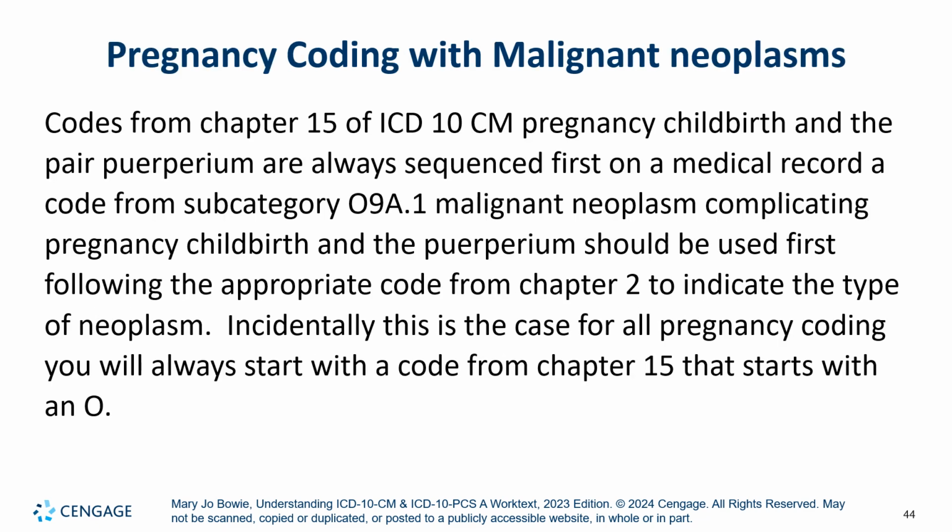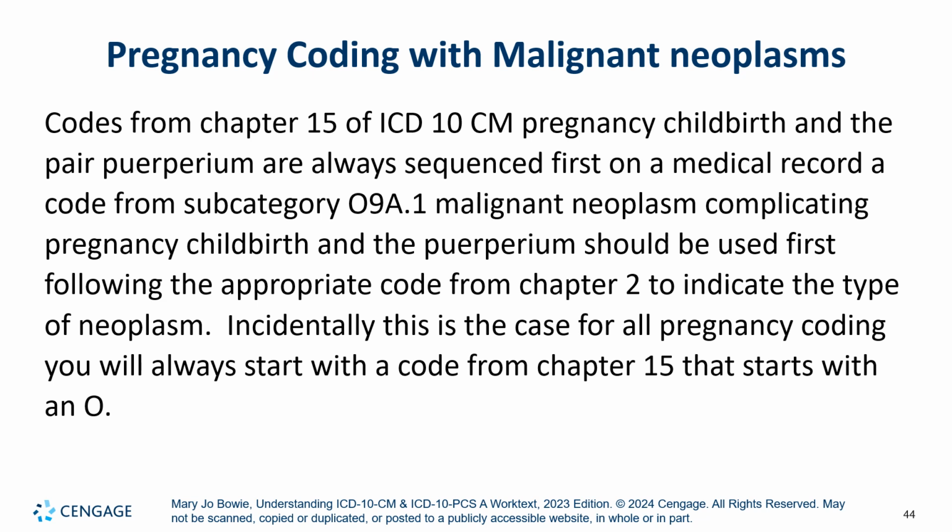Codes from Chapter 15 of ICD-10-CM, pregnancy, childbirth, and the puerperium, are always sequenced first on the medical record. A code from subcategory O9A.1, malignant neoplasm complicating pregnancy, childbirth, and the puerperium, should be used first, followed by the appropriate code from Chapter 2 to indicate the type of neoplasm.